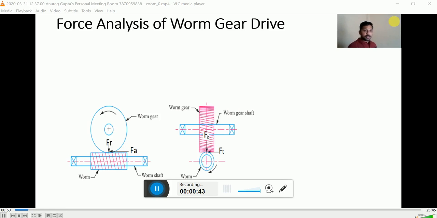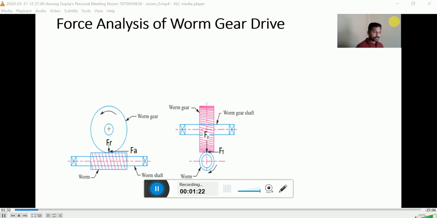If we see the force which is exerted by the worm gear on the worm in the axial direction, we have considered this as an axial force, and the force which is exerted by the worm gear on the worm in the radial direction, we are considering it as a radial force, that is Fr. Now if we consider the side view of the same machine, we will have the periphery of the worm and the tangential force will be acting along the periphery in the direction of rotation.